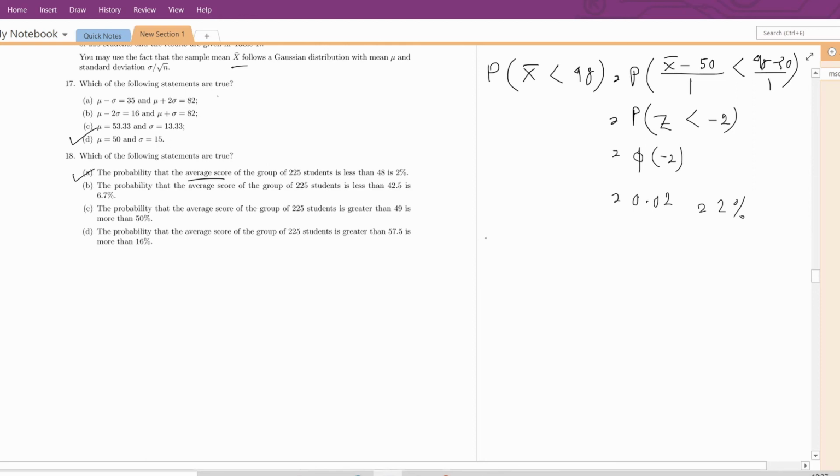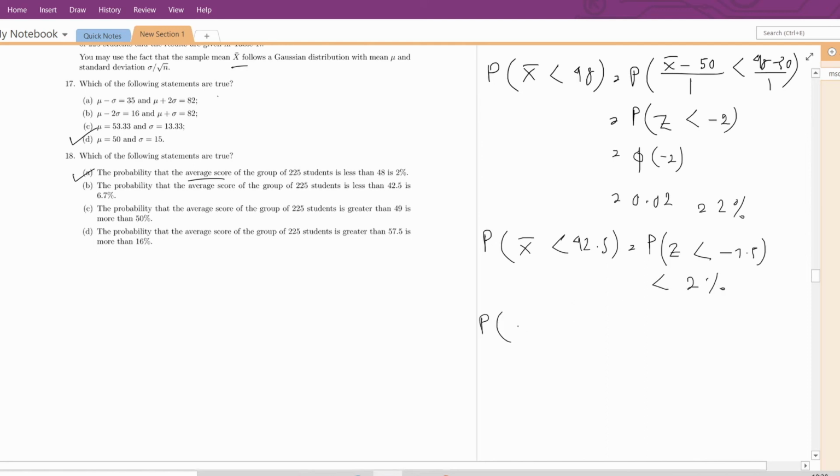For option B, probability of x bar is less than 42.5. So similarly, if you perform the same operation, you will get probability of z is less than minus 7.5, which is way less than 2%. So option B is false.